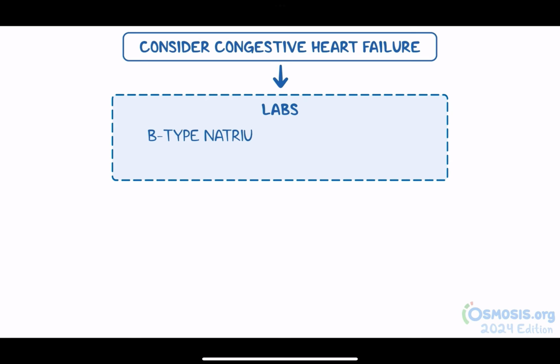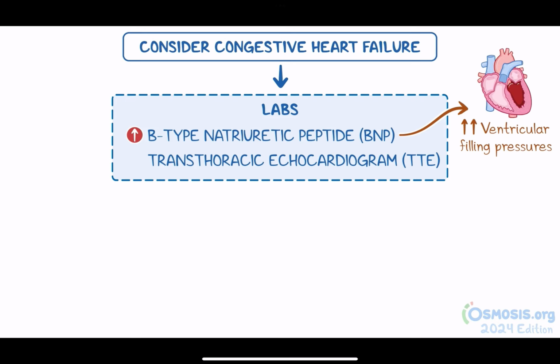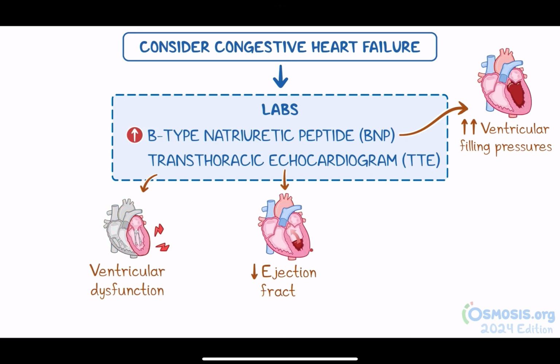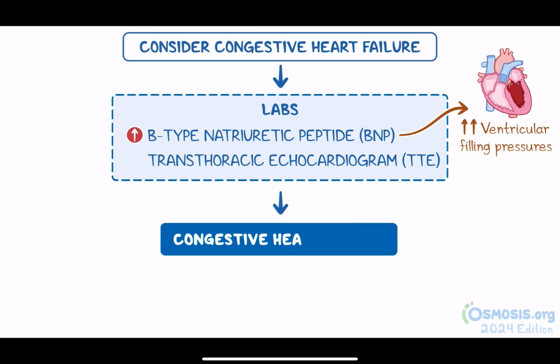Order B-type natriuretic peptide, or BNP for short, and a transthoracic echocardiogram, or TTE. BNP will likely be elevated as a response to high ventricular filling pressures, and the TTE findings are usually consistent with ventricular dysfunction, reduced ejection fraction, and structural abnormalities. These findings all support the diagnosis of congestive heart failure.